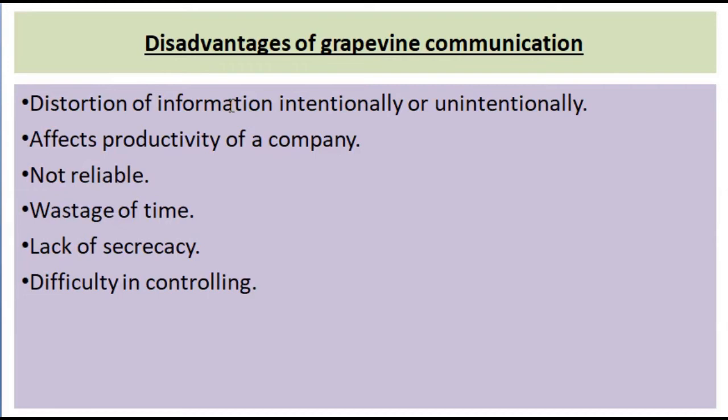You are giving wrong information, passing out improper information to one another. So then it is totally going to affect the productivity of a company, right? The productivity of a company here means the growth of a company. If you are using Grapevine communication in a wrong manner, it is going to hamper the growth of your company, the growth of your workplace wherever you are working.